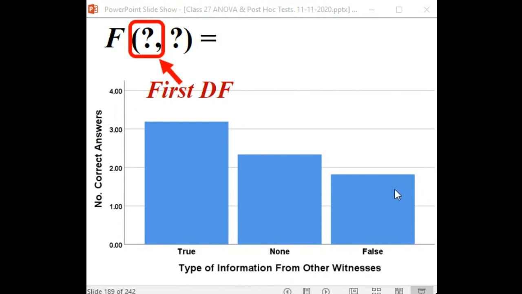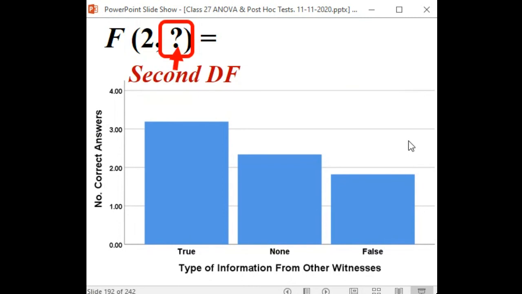Okay, here's the answer. The first degree of freedom is equal to the number of groups minus 1. There are 3 groups in this study. 3 minus 1 is 2. So the first degree of freedom is 2.